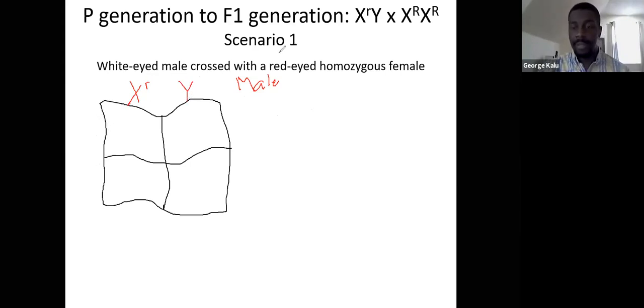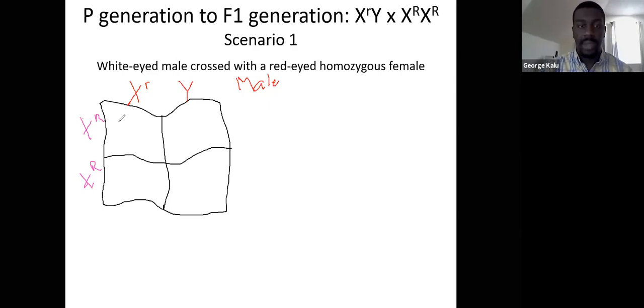If the female is red-eyed and homozygous, what would her genotype be? Right, X big R, X big R. Okay, so I'll go ahead and do her in pink here. So X big R, X big R. Okay. So again, we do our Punnett square just like we normally would here.